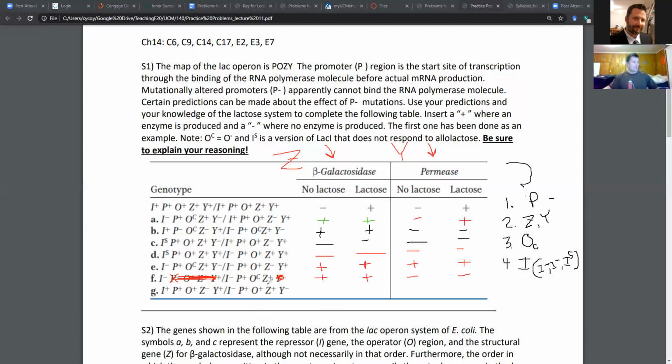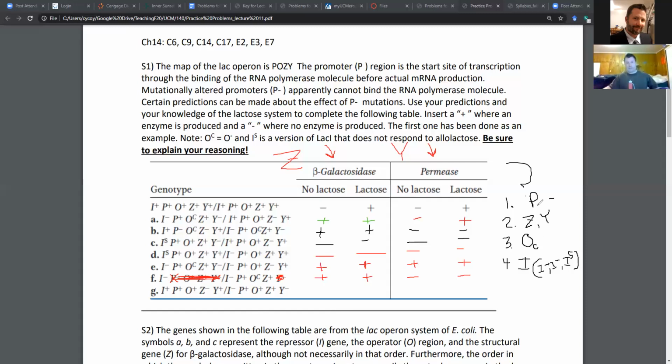The Y is LacY is permease. Okay, so I'm done. That means I can just go ahead and write in these negatives because there's no Y possible. It's done. If this one's broken, this one, even though it works, it's not going to get expressed because there's no promoter activity. There's no polymerase coming in. So we can just instantly put negative, negative. We don't have to think about anything else at all.